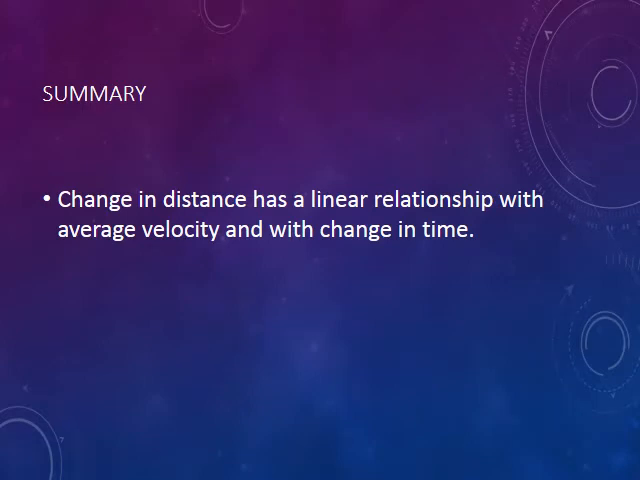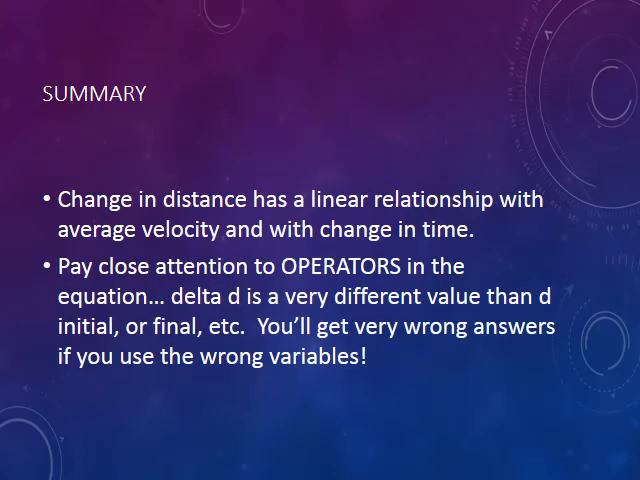So now that we've looked at the variables and their relationship, there's just a couple of points that I want you to remember before you go off and answer the essential question. A change in distance has a linear relationship with average velocity and with a change in time. What do you think that means about the relationship between average velocity and time, or average velocity and distance, right? So if we sort of jumble what's on the left-hand side of the equation, what might that change about it? Finally, pay close attention to the operators in the equation. Operators made a big difference in how those variables related to each other.